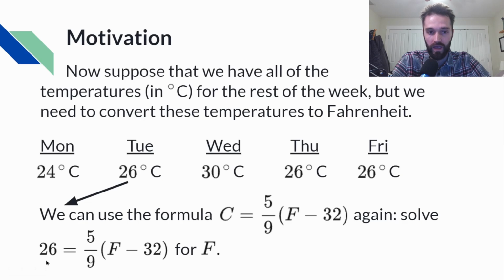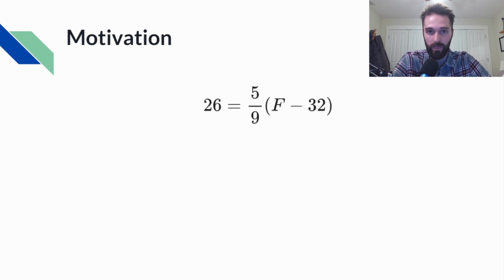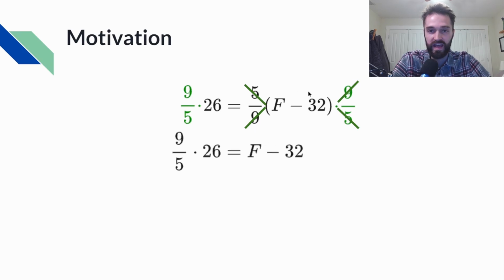So let's hone in on this equation here and get rid of everything else. Let's take this to the top of the screen. To isolate F, the first thing we need to do is multiply both sides by 9/5. And when we do that, we can see that the 9s are going to cancel, and the 5s cancel as well. So that leaves us with 9/5 times 26 equals this business in parentheses, F minus 32. Then, to isolate F on the right-hand side, we can add 32 to both sides. And that gives us F equals this.